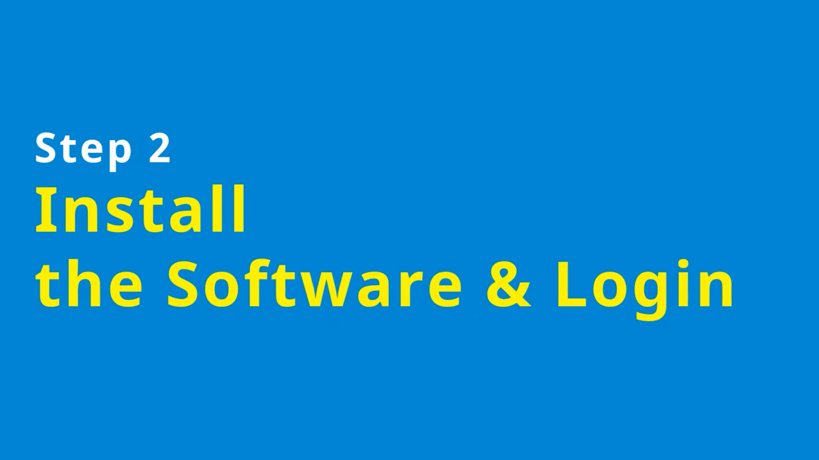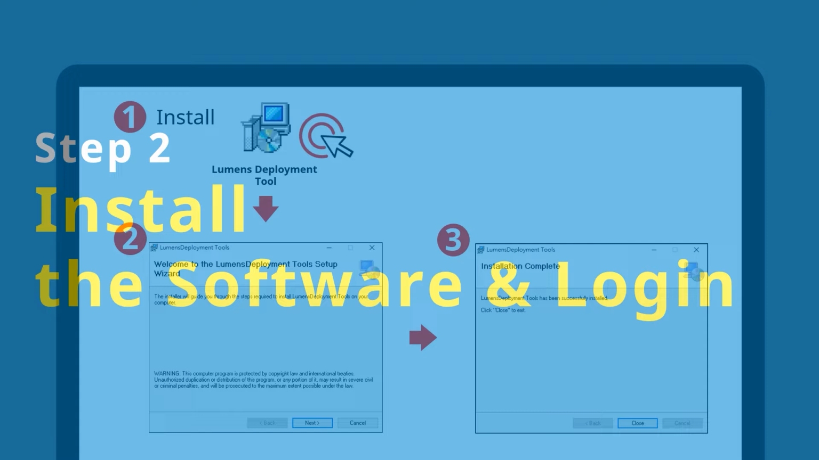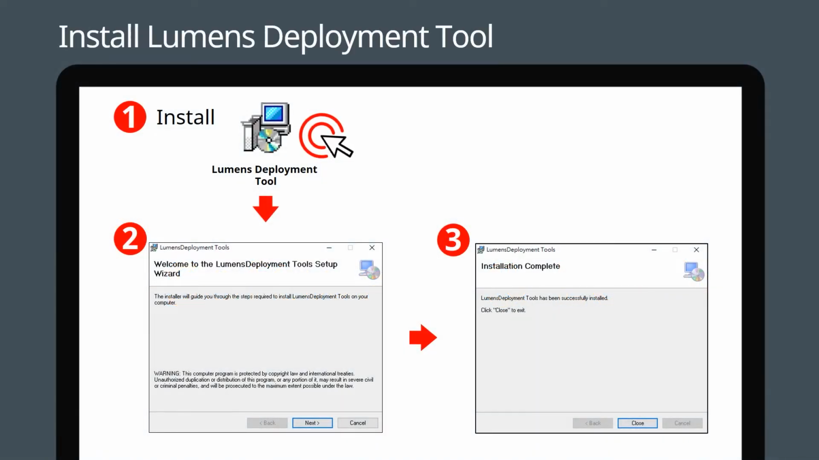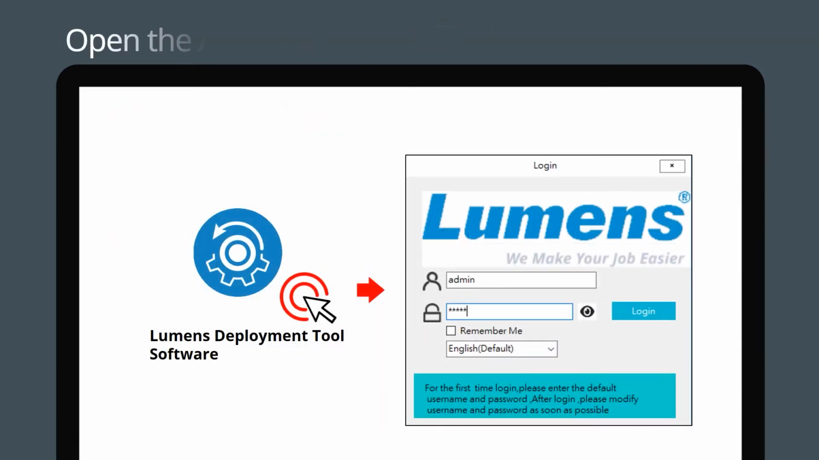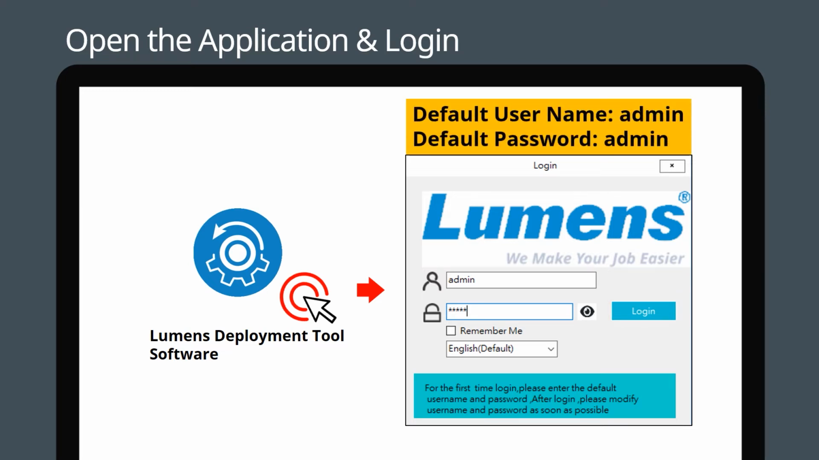Step 2. Install the software on your PC. Click on the installation file that you've downloaded. Follow the instructions and you're ready to begin. Open Lumens Deployment Tools. Type in username and password, then click Login. By default, both the username and password are admin.